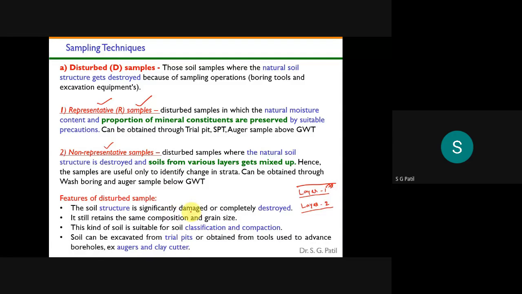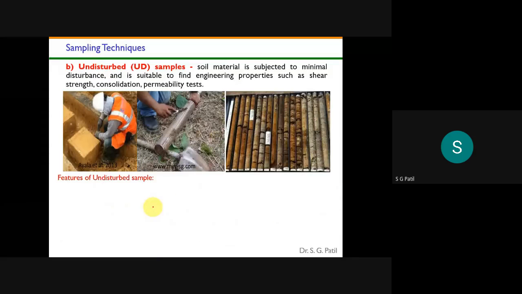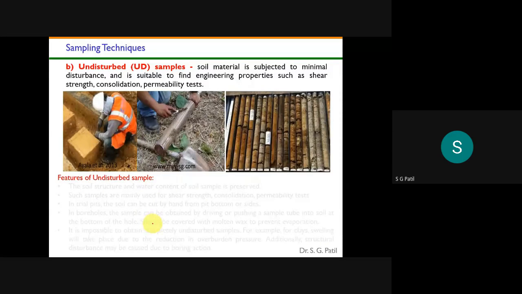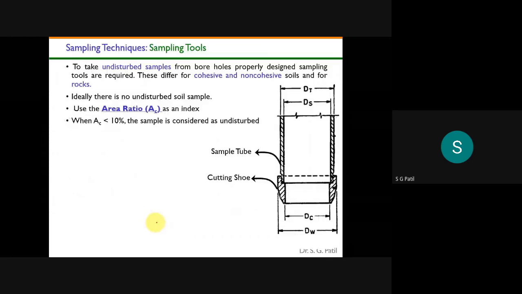And we have seen some features of the soil samples, that is, disturbed structure. What will be the features of the disturbed soil sample? Those things we have already seen. And also we have seen the undisturbed soil samples and their features in the previous class. So now coming to the actual syllabus of today's class, today I am planning to cover different sampling tools.